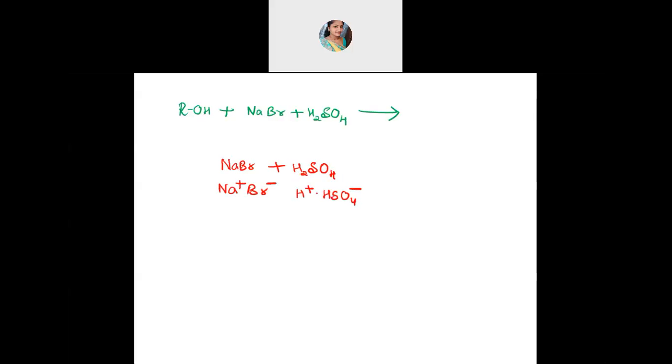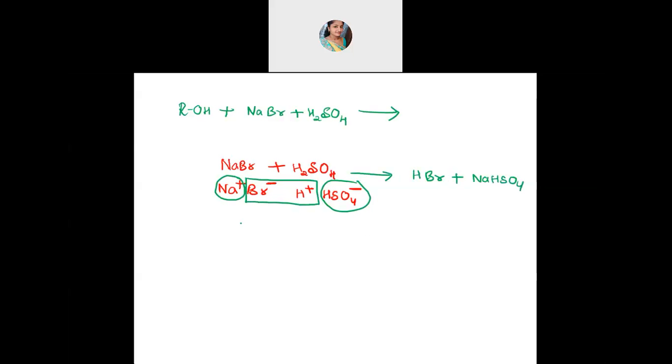When NaBr and H2SO4 are made to combine, see what the first product will be. This Na plus will combine with the HSO4 minus, and your H plus will combine with this Br minus, forming HBr. So the product you get first will be HBr plus NaHSO4.